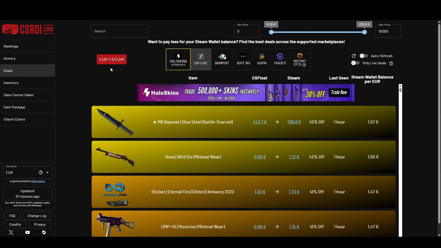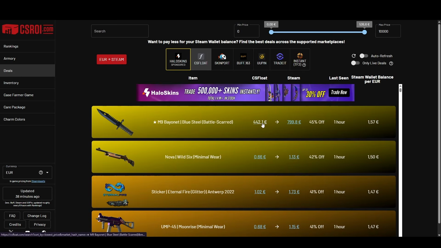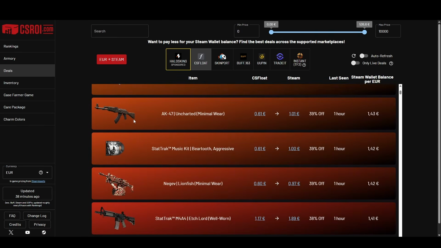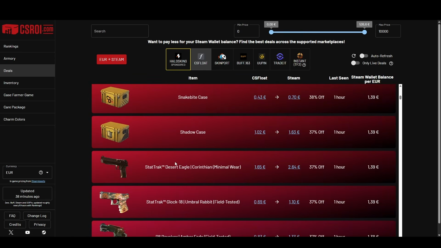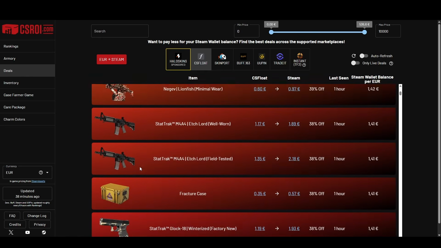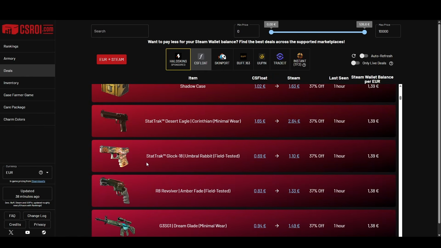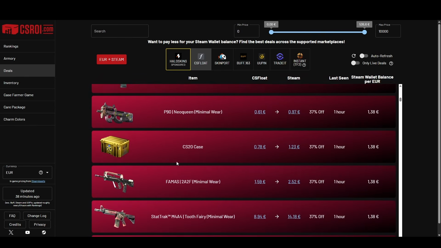So yeah, basically you can find different items here. You can press this euro to Steam and Steam to euro. So this one is CSFloat prices to Steam prices and how much percentage they are off. So you can find something in your price range. It isn't really sorted that well, but you can find something definitely. I would recommend finding something that's fairly liquid and something that has some volume, so it's easy to sell basically. And of course something in your price range.